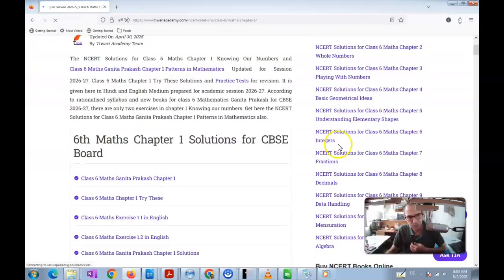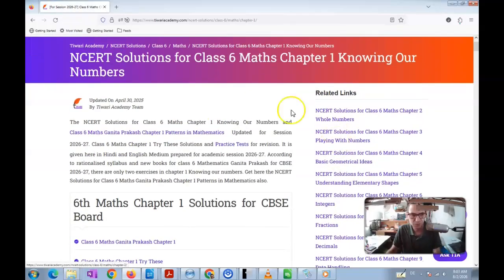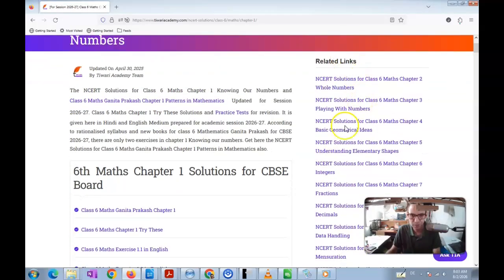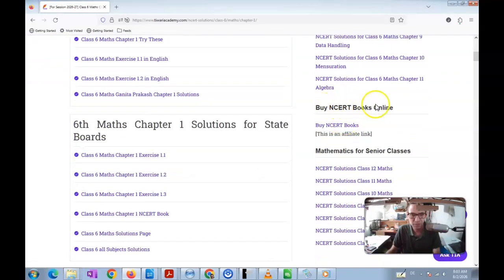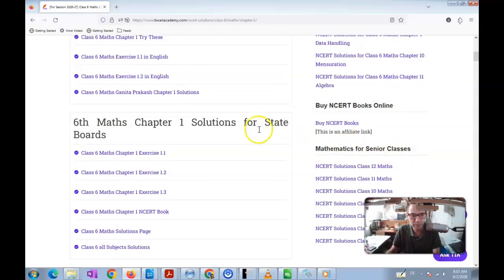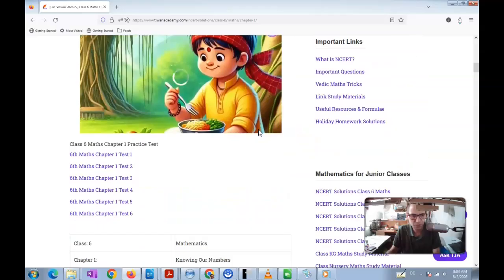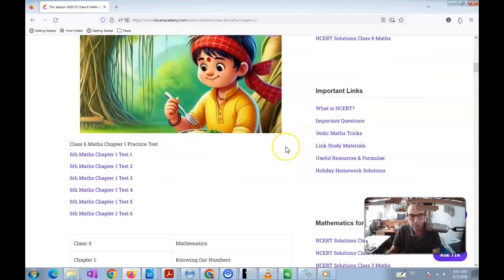Now when you come to the solutions, you see there is a whole bunch of things over here, related links and buy NCERT books online and mathematics for senior classes. You don't need to worry about these, or chapter 1 practice tests. You don't need to worry about any of these.